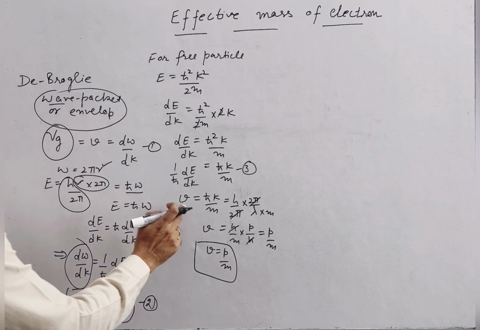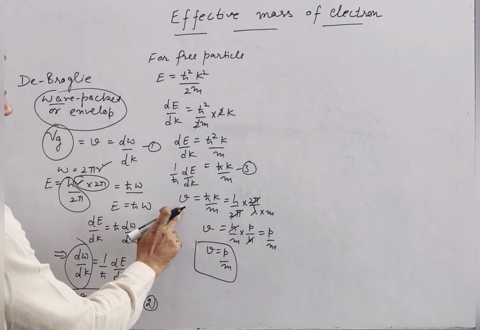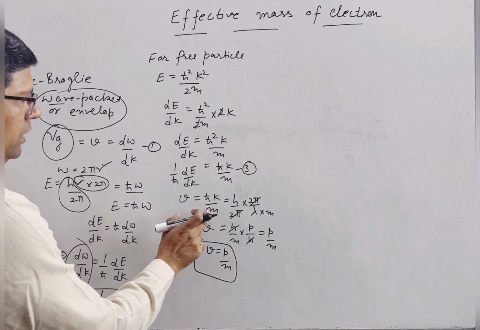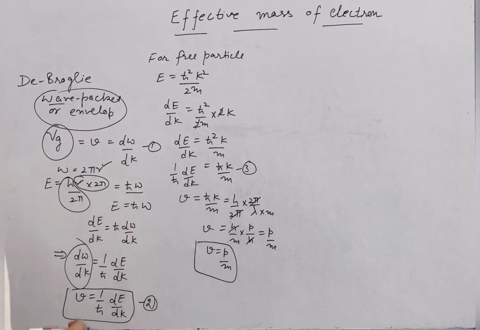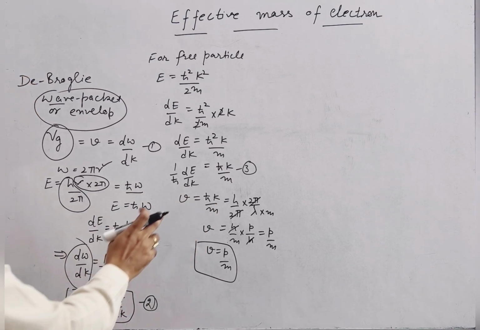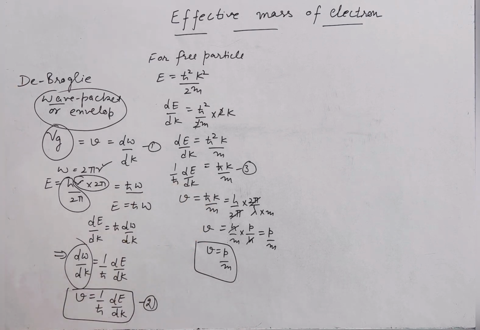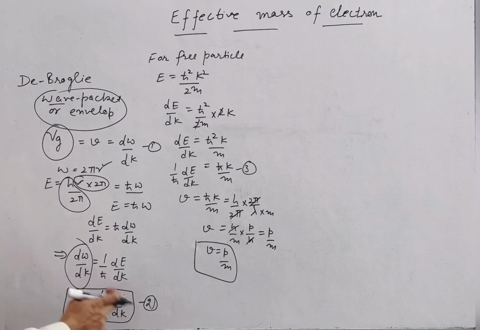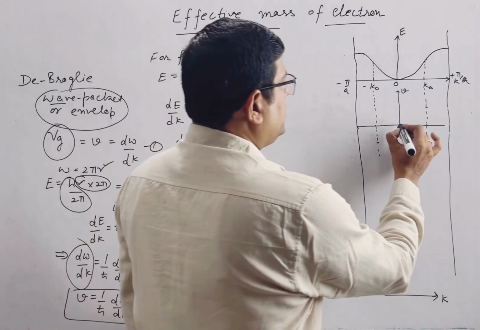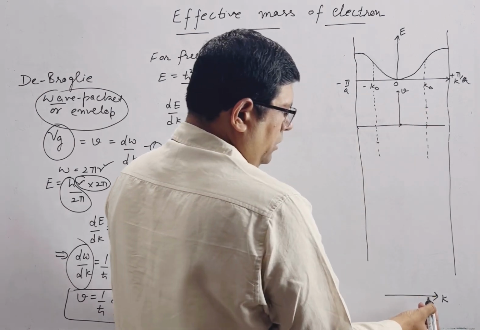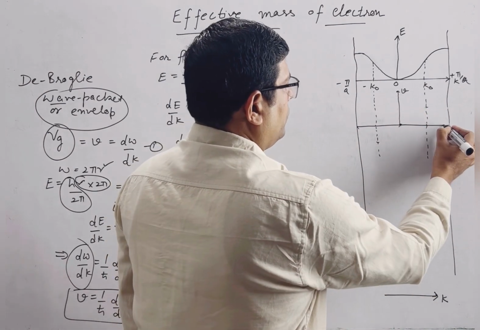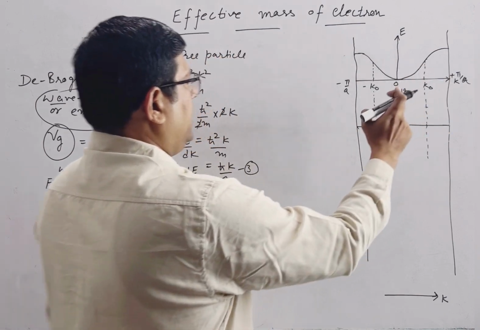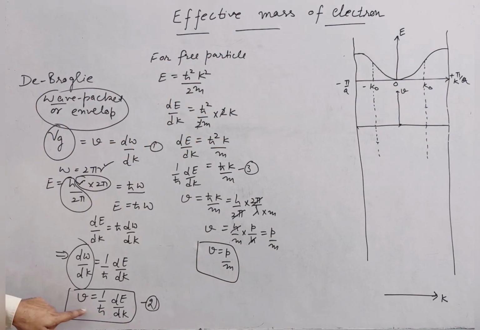So we can see from here that p is varying linearly with k. There is linear variation of V with k, and V is also depending on the slope of this E versus K diagram. So we can show the variation of velocity versus K with the help of the E versus K diagram, because velocity is depending on the slope of the E versus K diagram.